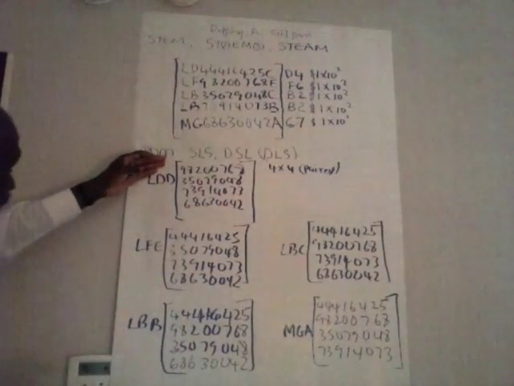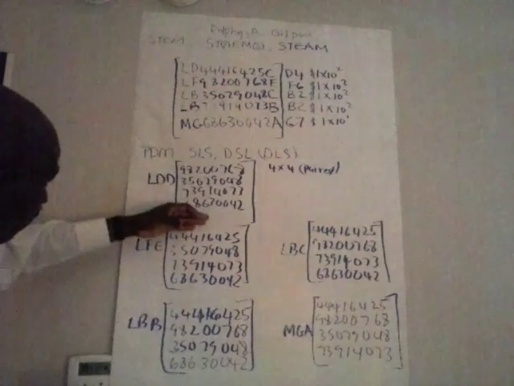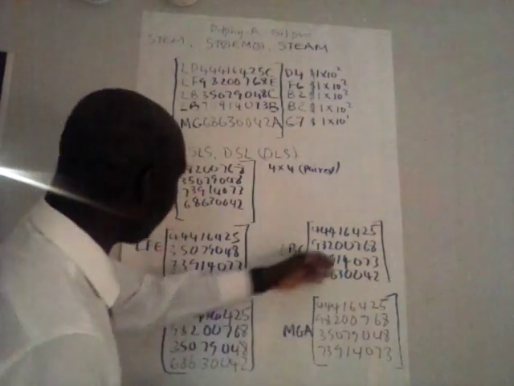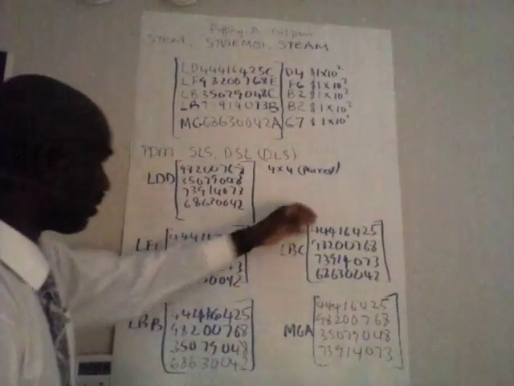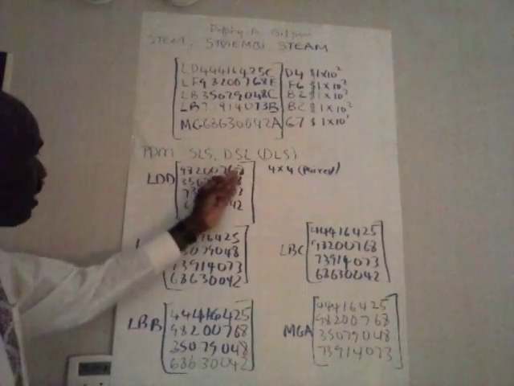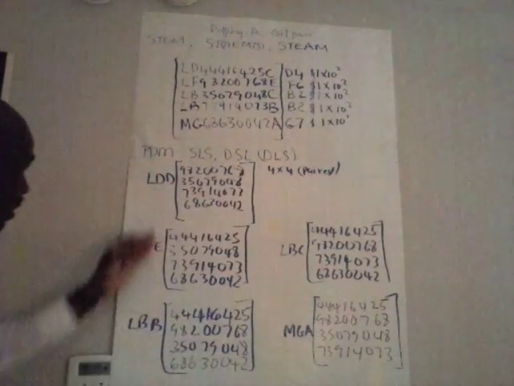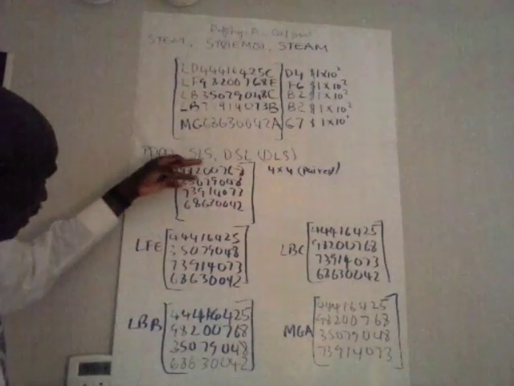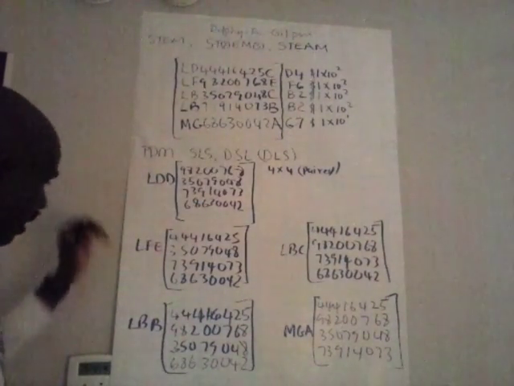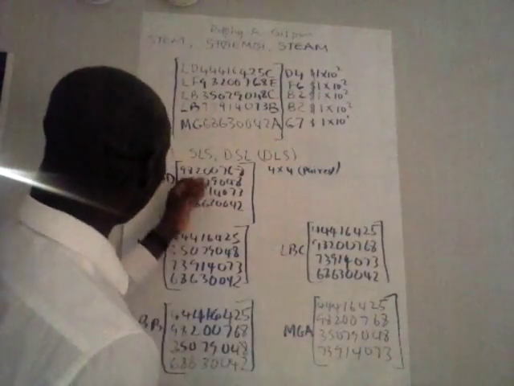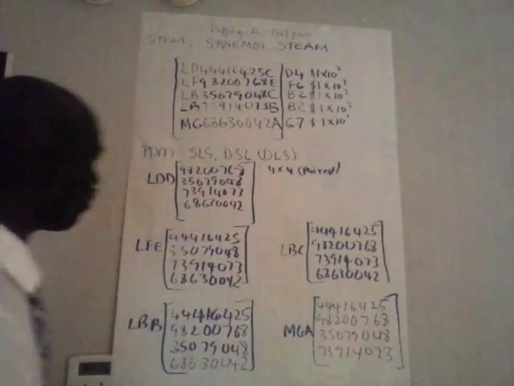So there we have it. We have generated now in the first PDM step five 4x4 paired matrices. It should be a 4x8 if it was singular, but we are working in dual paired numerics. So we have 5 4x4s in our first step.